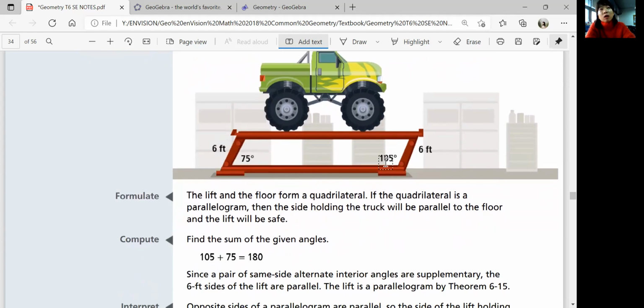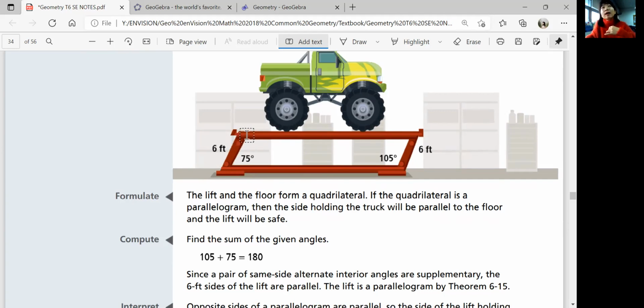So finding the sum of the given angles, you figure out that these two angles, same side interior angles, are supplementary. So since these two angles are supplementary, that makes the shorter opposite legs, so the left and the right sides, parallel. So we have at least one pair that is both congruent and parallel, which means it's a parallelogram.